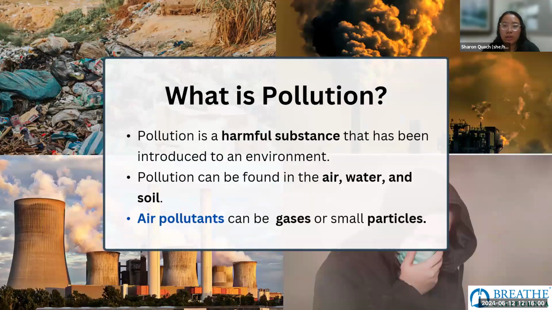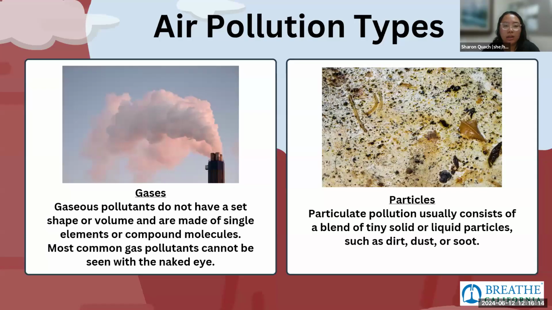So what is pollution? The definition of pollution is any harmful substance that has been introduced to an environment. Pollution can be found in air, water, and soil. Air pollutants can be either gases or small particles. There are two air pollution types that we'll be talking about today, which are gases and particles. Gas pollution exists in the form of gas or vapors. There's no set shape or volume, and these pollutants cannot be seen with our naked eye.